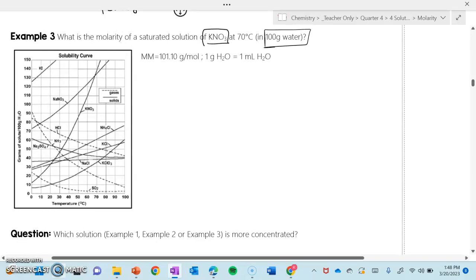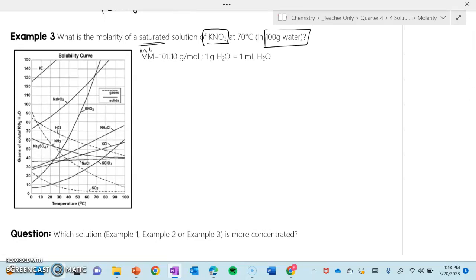Saturated means on the line from last week. And we need it to be at 70 degrees. So let's find here 70 degrees. Here's our KNO3 line. So we're going to find where those intersect right here. Okay, so our amount of solute is 140 grams of KNO3. And we're going to need to use this given molar mass.